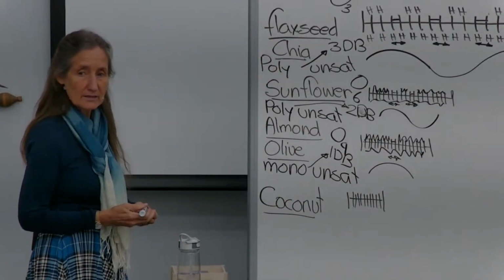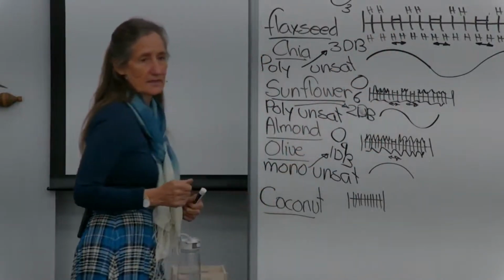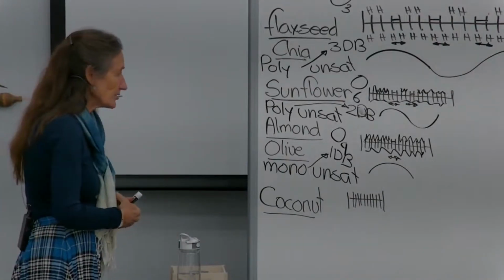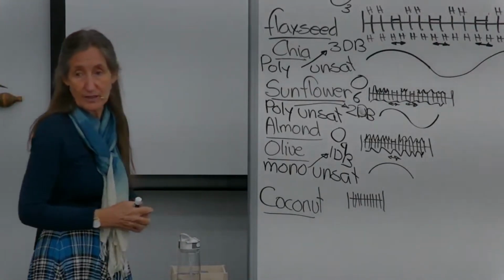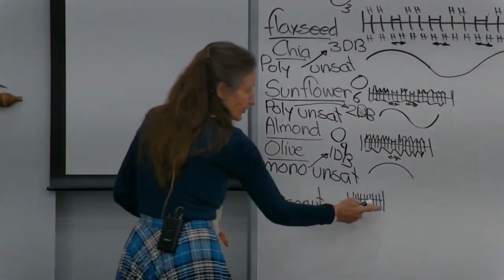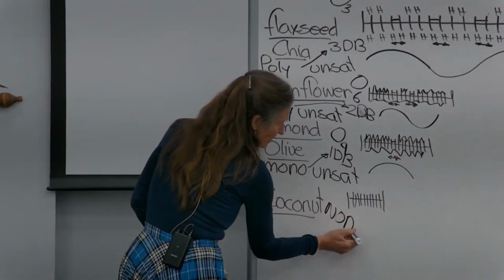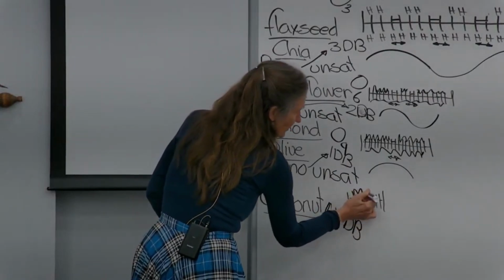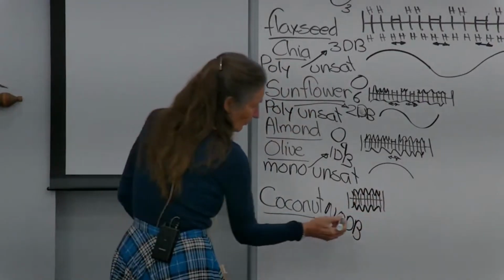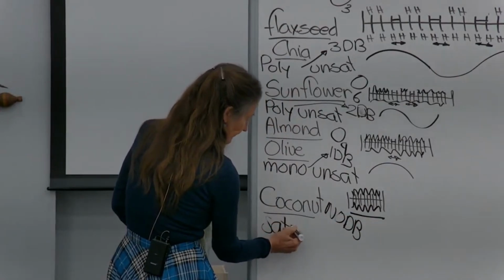What about coconut? Coconut does not contain these long chain fatty acids. It contains short and medium chain fatty acids. So the medium chain would be 16, 14, 12. The short chains would be 6, 8, 10, and I've drawn a short chain there. And there are no double bonds in the coconut, so every spot is full. And so, especially in the cold weather, it's solid, so it's called a saturated fat.